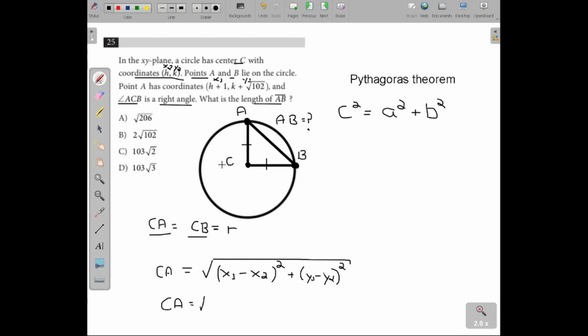X sub 1 is equal to h plus 1 minus x sub 2, which is h, all of this to the square, plus y sub 1, which is k plus the square root of 102, minus k, to the square.